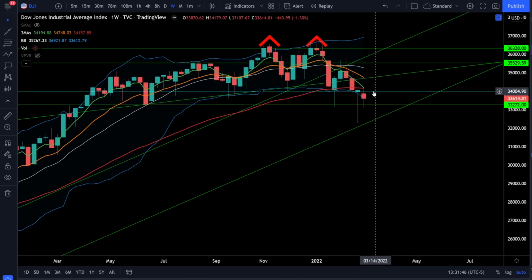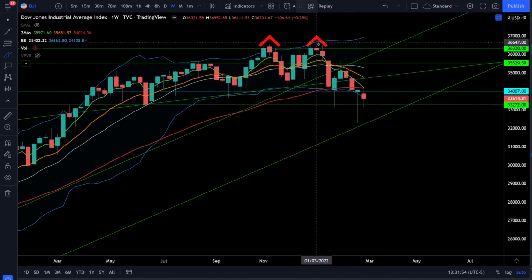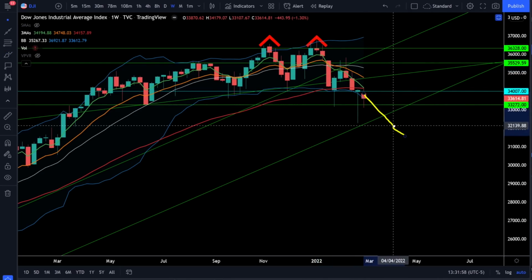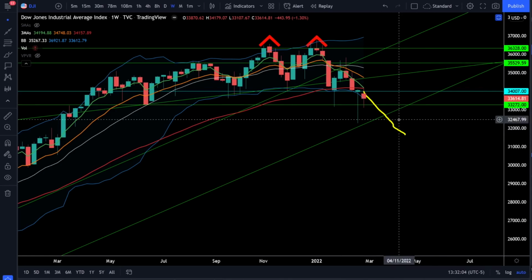We had a weekly close below this neckline at 34,000, so that does mean we could now see the Dow Jones starting to break down and going a full measured move lower. If we go down the full measured move from the neckline to the double top, that will more than likely have the Dow Jones trading all the way down around 31,600.